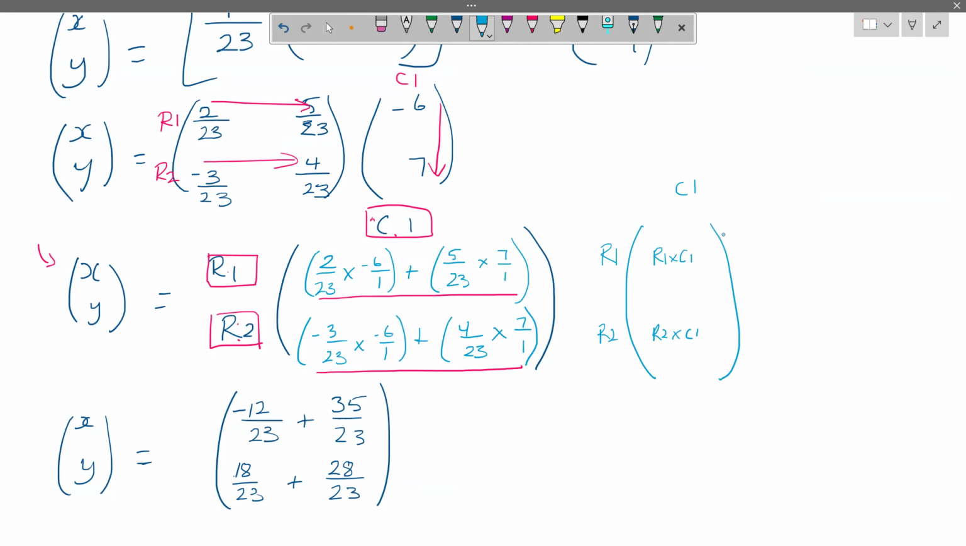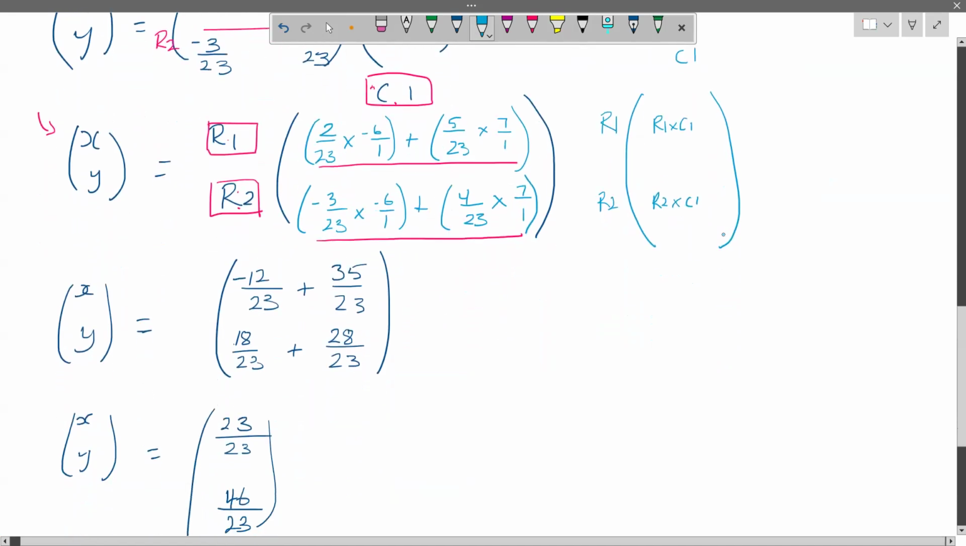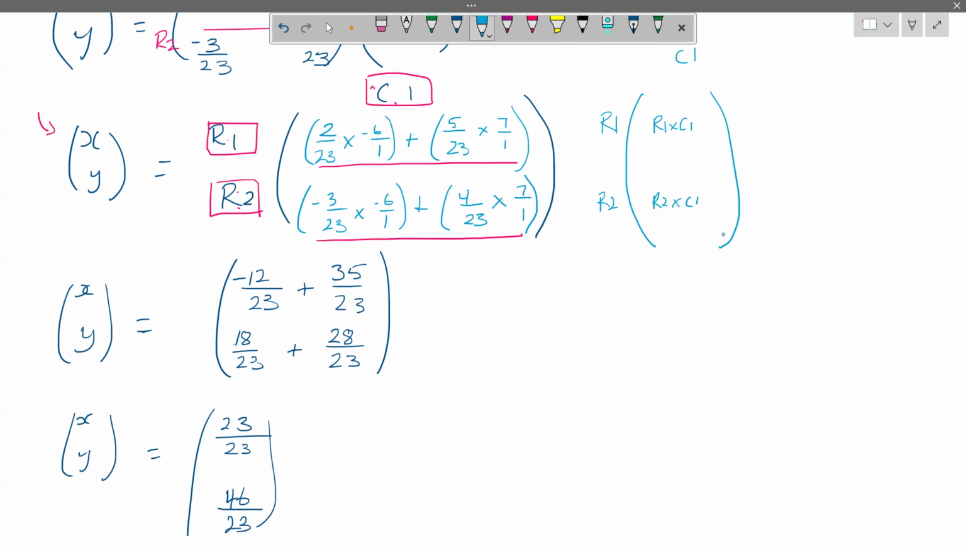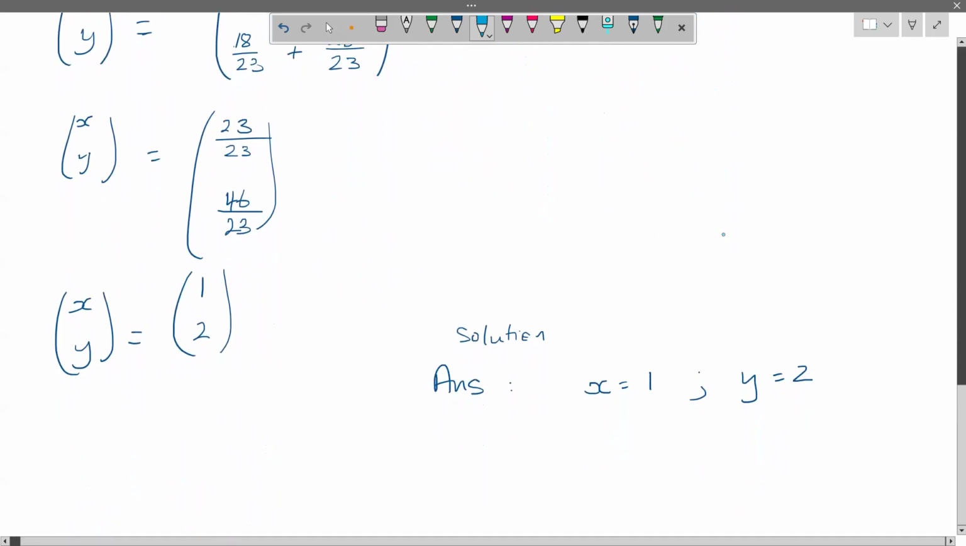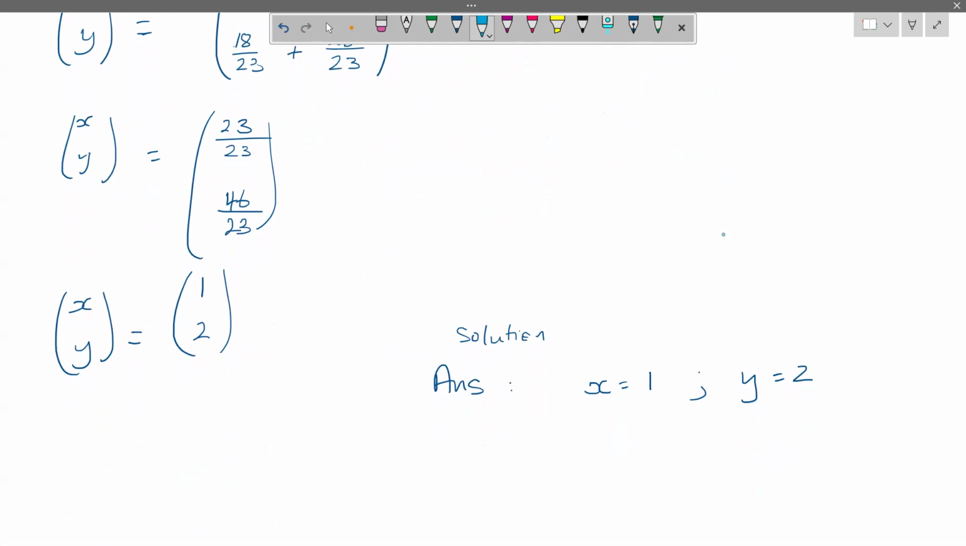You want all the denominators to be the same. Because 9 out of 10 times, when you add these fractions together, you see how they have the same denominator here. Minus 12 plus 35 gives me 23 over 23. 18 plus 28 gives me 46 over 23. Most of the time, the questions that they'll give you, it'll work out. You'll be able to reduce it to a whole number value. I'll get 23 over 23 to give me 1, 46 over 23 to give me 2. The solution now is going to be x is equal to 1, y is equal to 2.